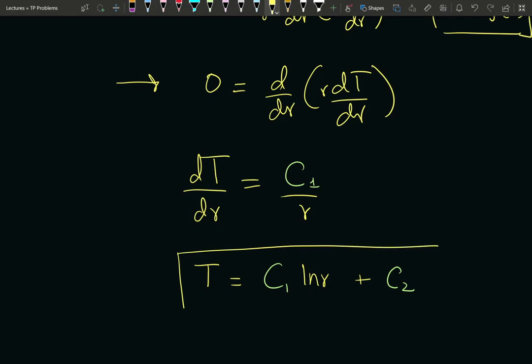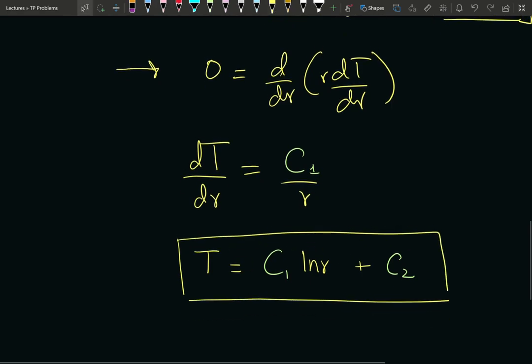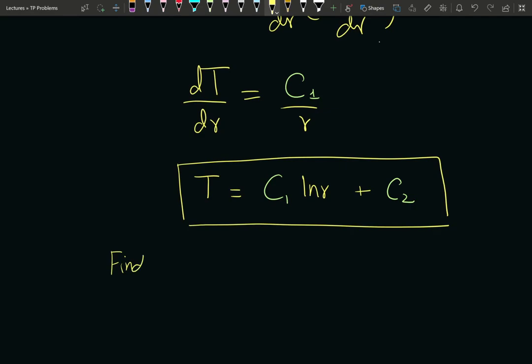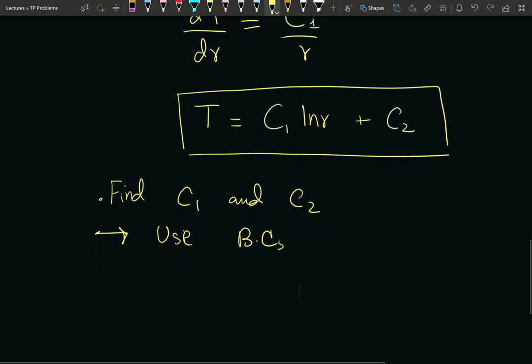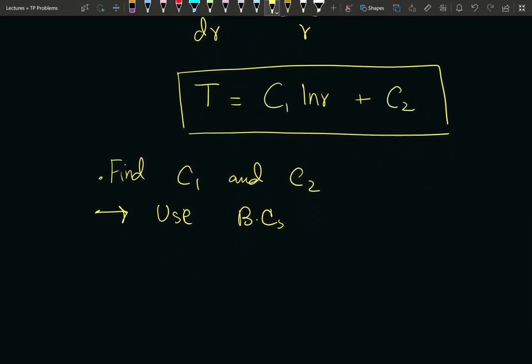At this point we need to find C1 and C2, and for that we're going to be using boundary conditions. So we have two boundary conditions. Let me just rewrite that as shown in figure X above. Boundary condition 1 states that at r equals inner radius, T is equal to T sat.